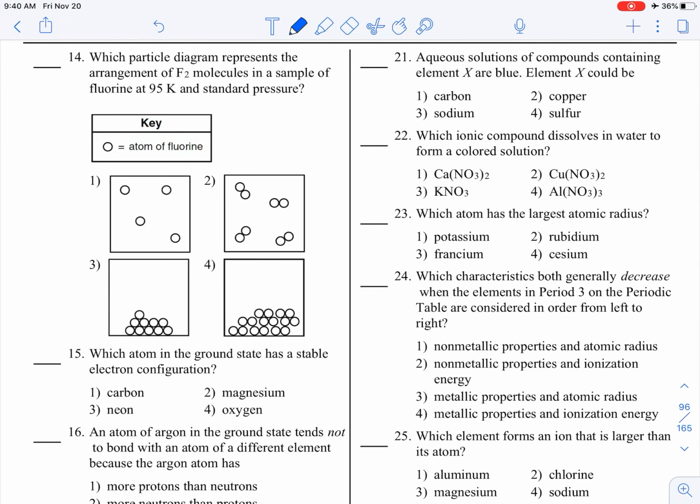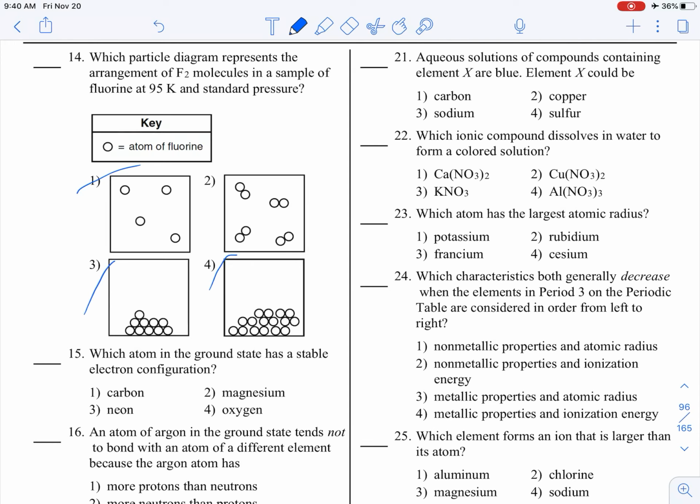Which particle diagram represents an arrangement of F2, or fluorine molecules, in a sample at 98 K? So fluorine, 98 K, standard pressure. So first of all, it's F2, so it can't be that. It actually takes care of all of them.